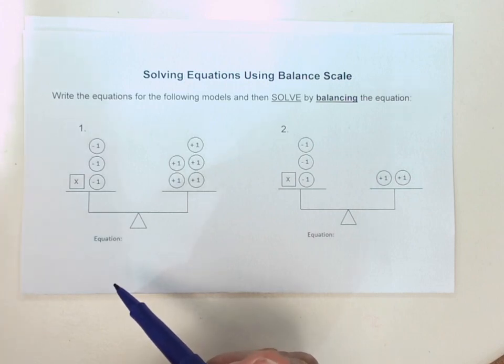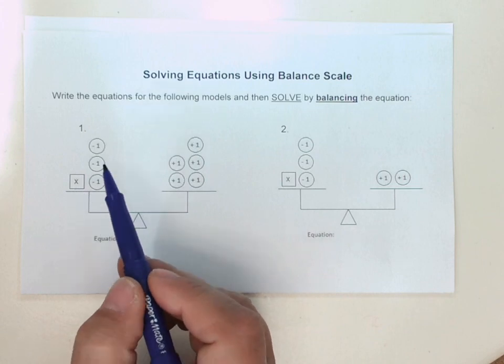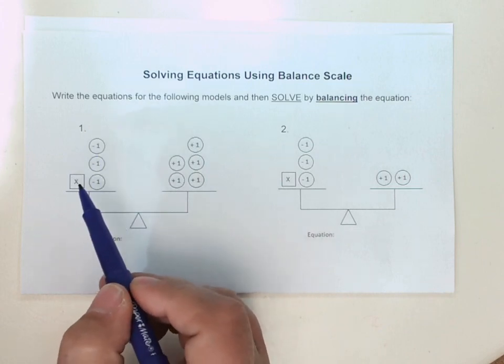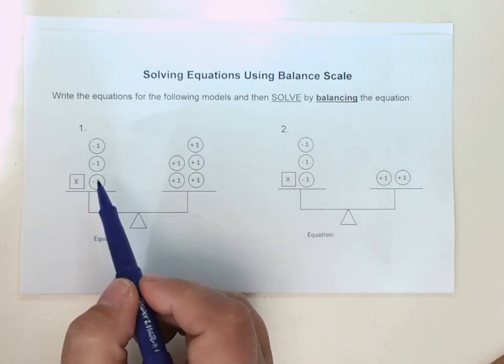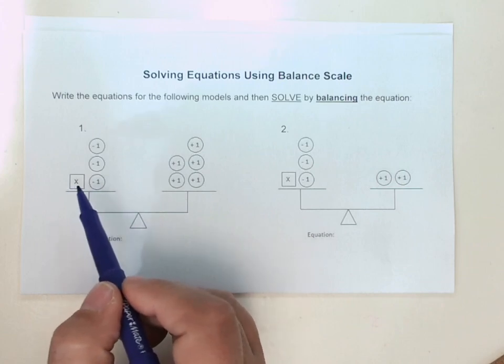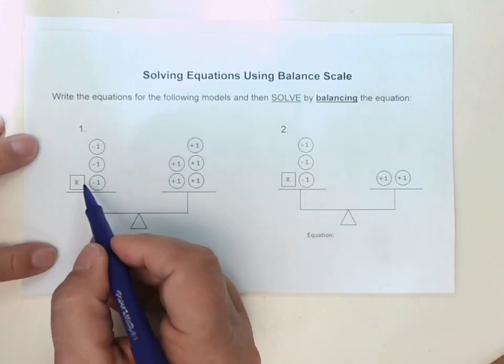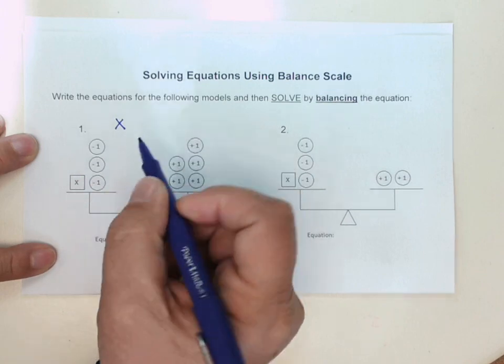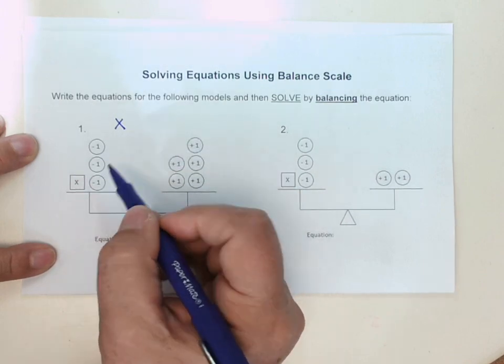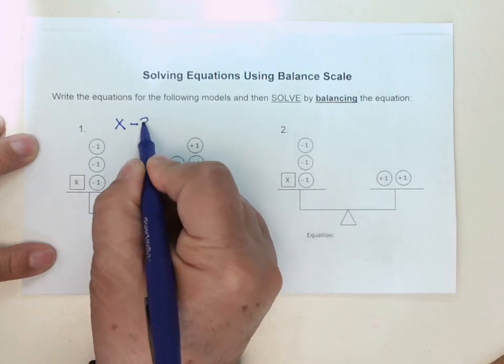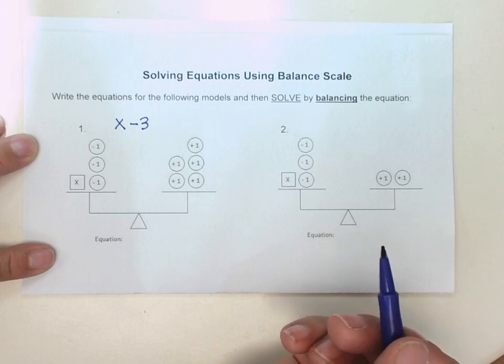And how do you find x? How do you balance that scale? So the first thing we do is we look at what one side is. This is an x, and these are numbers. So don't combine them, right? This is x, and this is 1, 2, 3. So -3, also known as x minus 3.